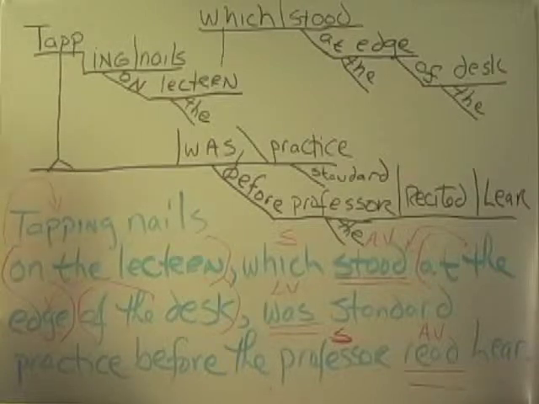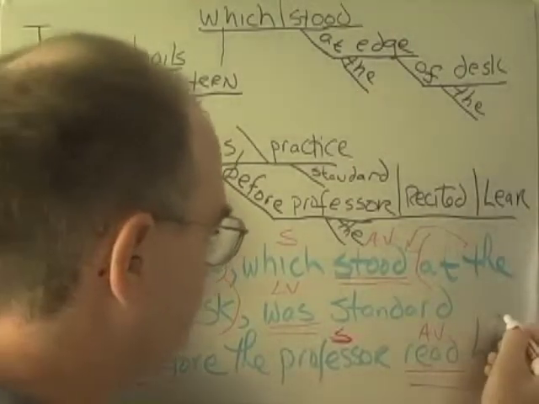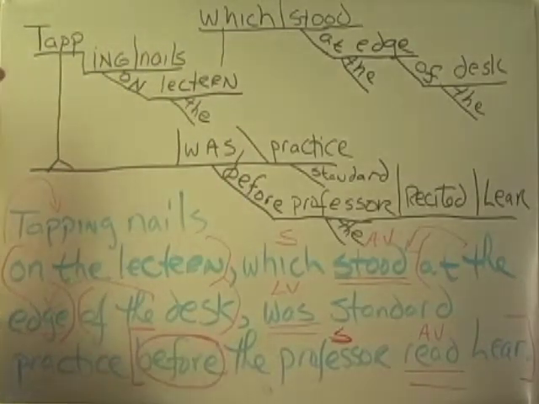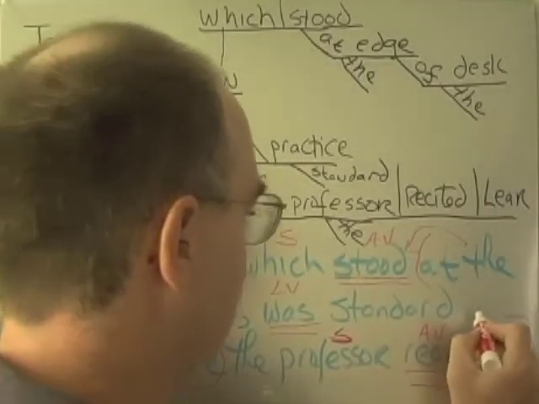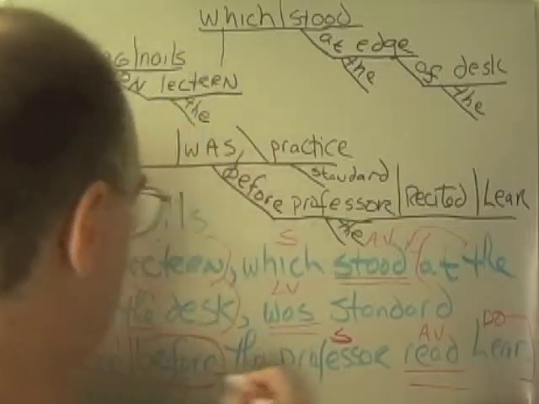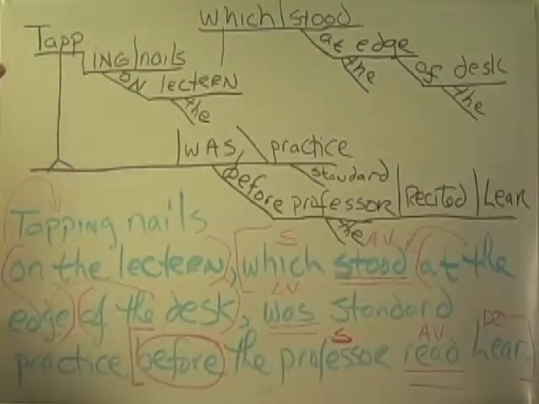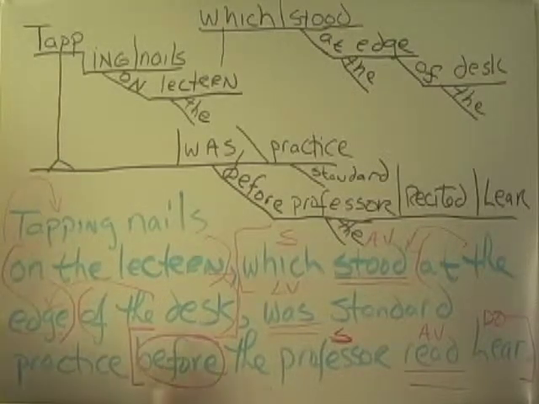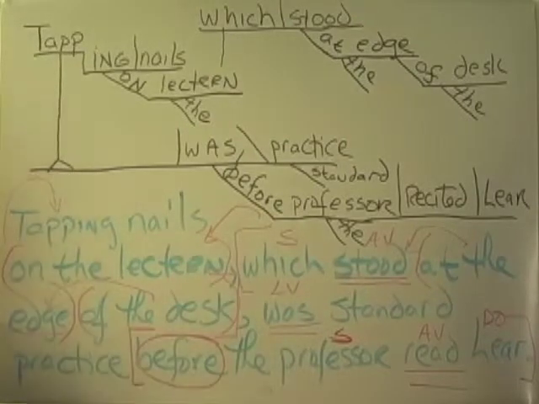What we also mark up are clauses, and I mark right here, before the professor read Lear. That's a subordinate clause, starts out with that subordinate conjunction before. I usually circle that, and then it's a fairly straightforward sentence. The professor read Lear, direct object, Lear. Within that clause itself, there's a second dependent clause. This is a relative clause, which stood at the edge of the desk. Now, this entire relative clause, which stood at the edge of the desk, is modifying lectern. That's adjectival.